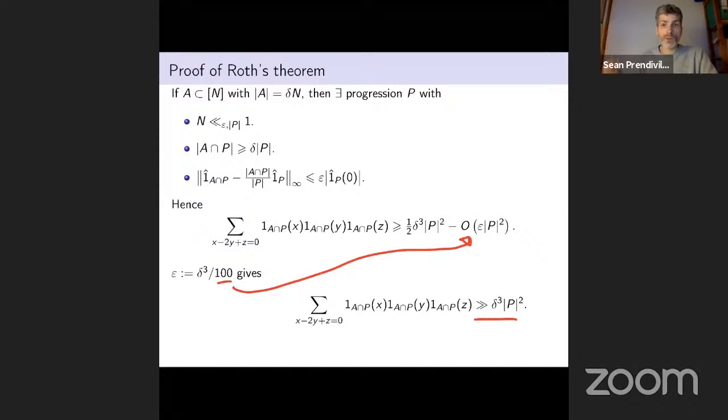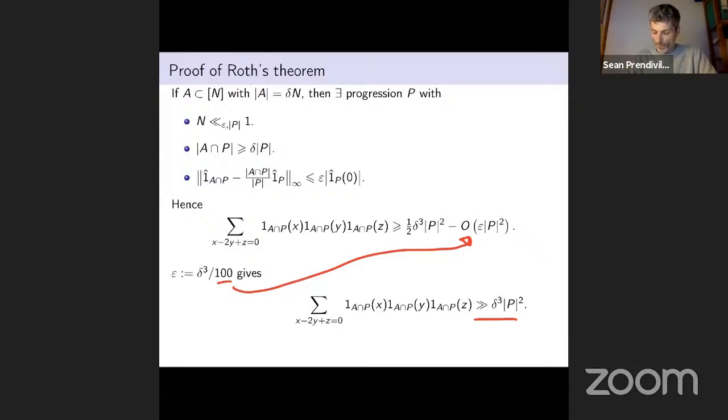So the progression, just to answer your question in the chat, the progression P is an arithmetic progression. It's not an arithmetic progression mod P. I haven't mentioned any cyclic groups mod P in this lecture. Nothing is going to take place in cyclic groups.